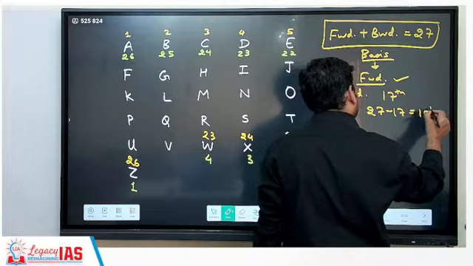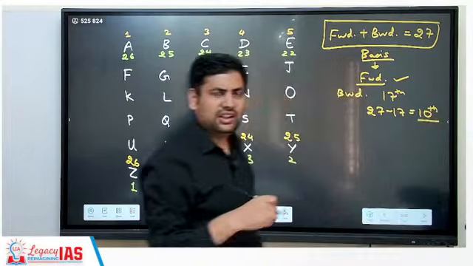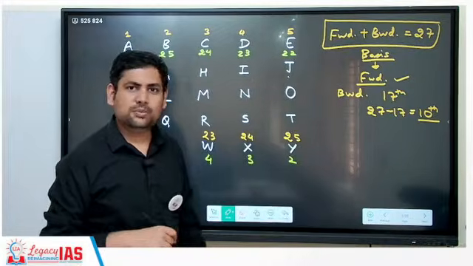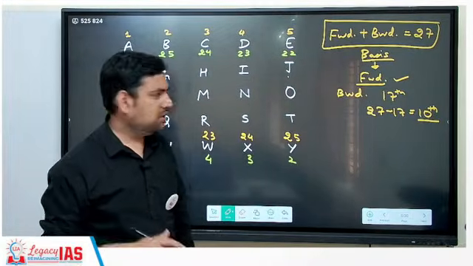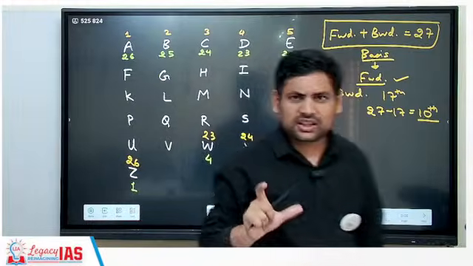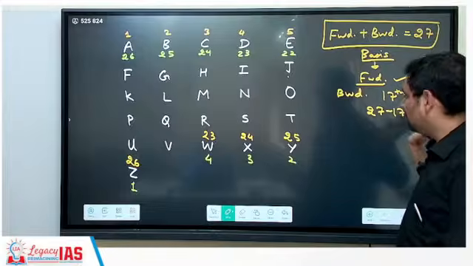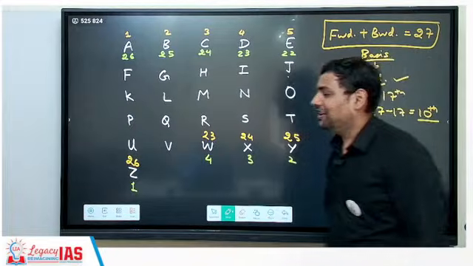That means 10th from the start. And which is the 10th letter? So this is 5 and 5, 10. So the answer becomes J. Understood? So whenever backward is being used, what you have to do? Subtract it from 27, use the forward order only.